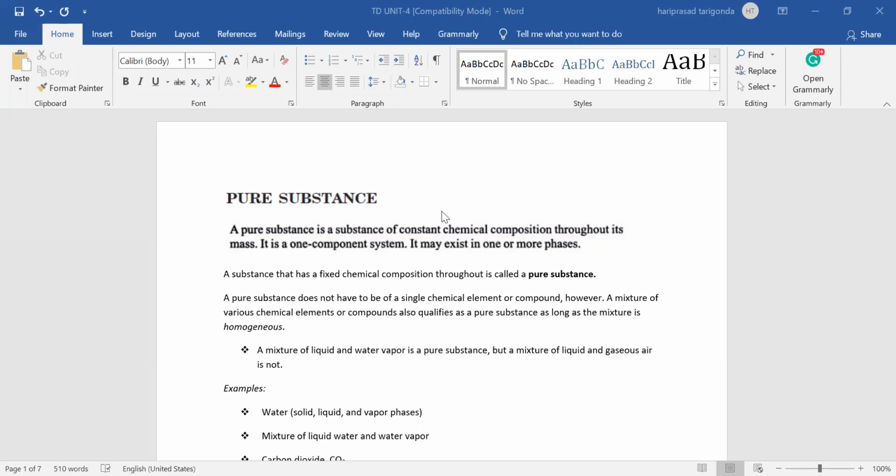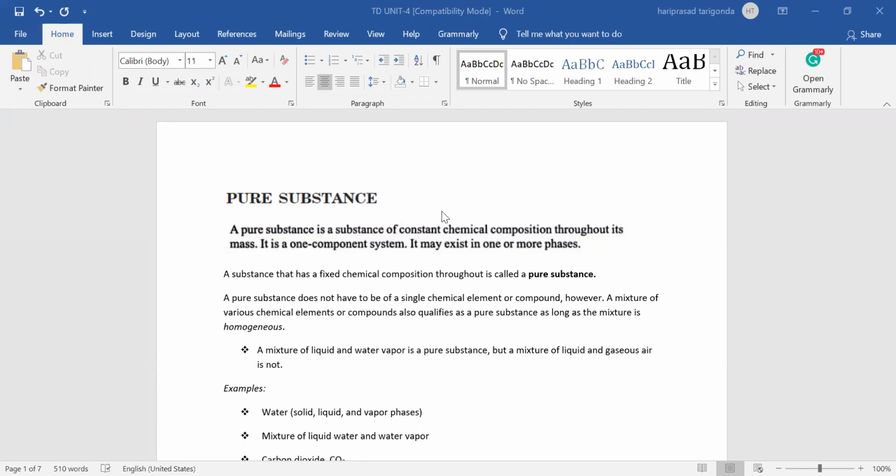So today we are going to discuss the third unit, that is pure substances. Why do we need to study pure substances? The applications of pure substances are many. For example, in thermal power plants, steam is used as a working fluid, so we need to study the properties of steam. Steam is one pure substance. So the applications of pure substances are many, and that's why it is very important to study the properties of the working fluids, that is, pure substances.